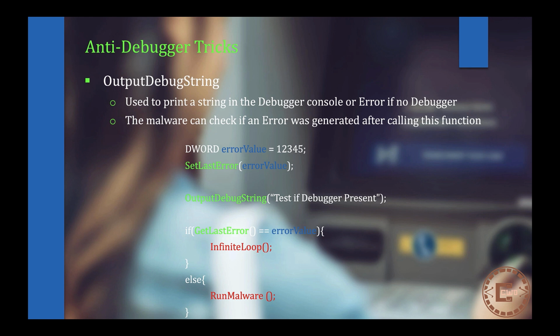Now, if there was no debugger in the system, this would have thrown an error, like, I don't know, error 0005. Then the values are not the same anymore. There's an error. Then the malware says, great, there is no debugger, and runs the malware.